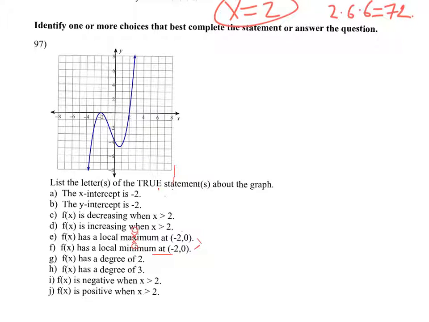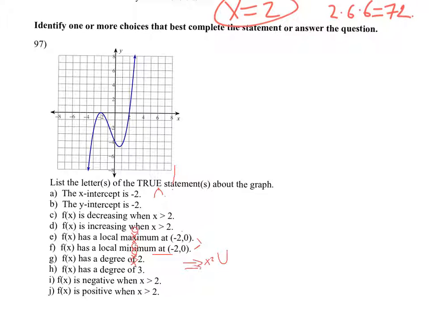F has a local maximum at -2, 0. That is the maximum, the top of a peak. And it has a local minimum. Well, if it has a maximum, it's definitely not a minimum. F has a degree of 2. In other words, this would be an x squared polynomial. We know that x squareds are parabolas. This is not a parabola, so that's a no.